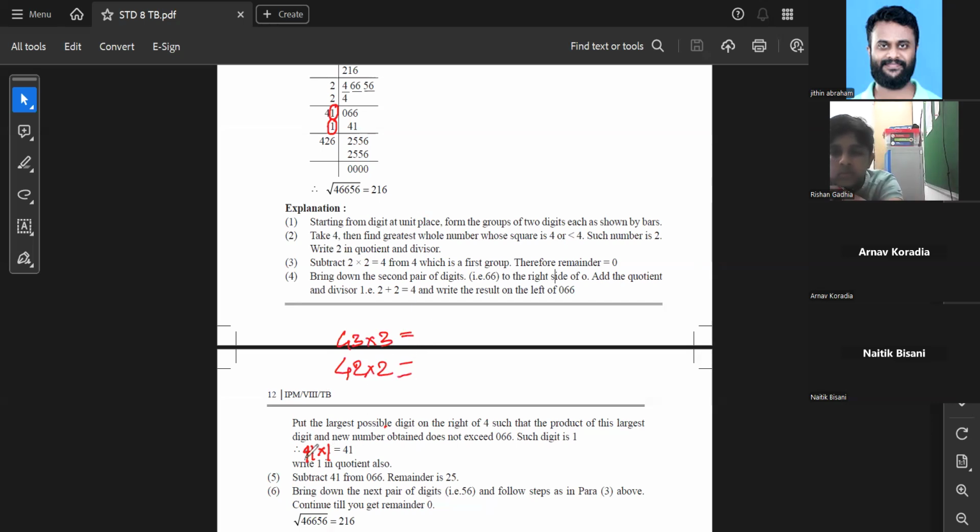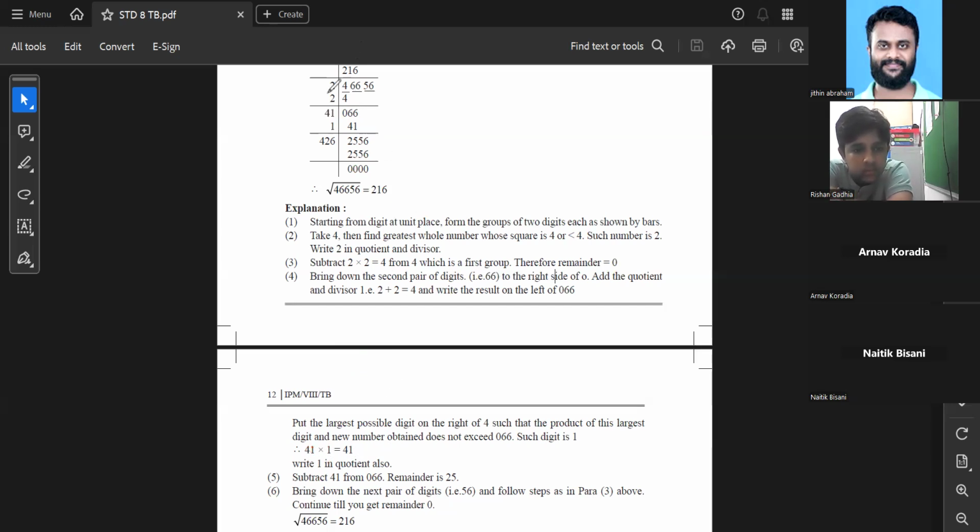So when you take the product, 41 multiplied by 1 is 41, 42 multiplied by 2 is what? 84. So in this case, this 84 is exceeding the 66. Hence I will not prefer this. Obviously ये नहीं होगा तो इसके ऊपर का कुछ भी नहीं होगा. तो इसी वजह से the largest possible combination, in this case the largest possible combination is 41 multiplied by 1. Therefore I've put 1 on both sides over here.